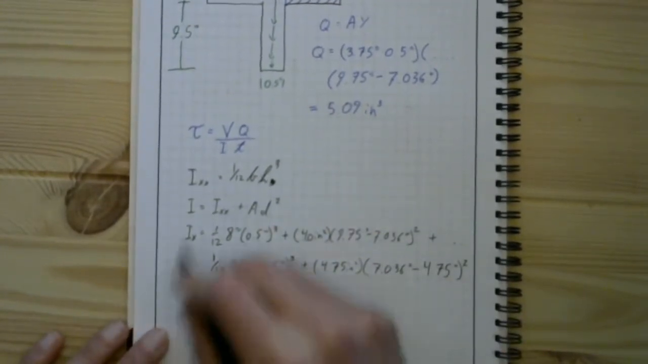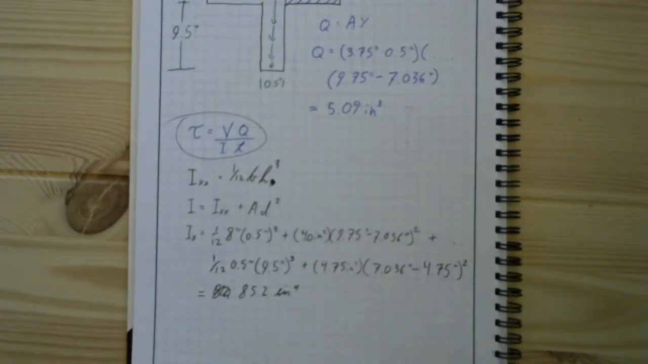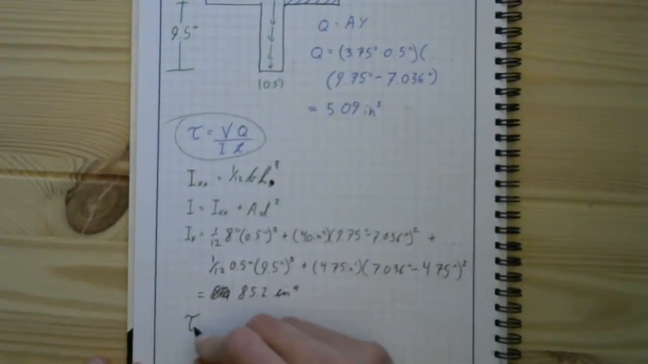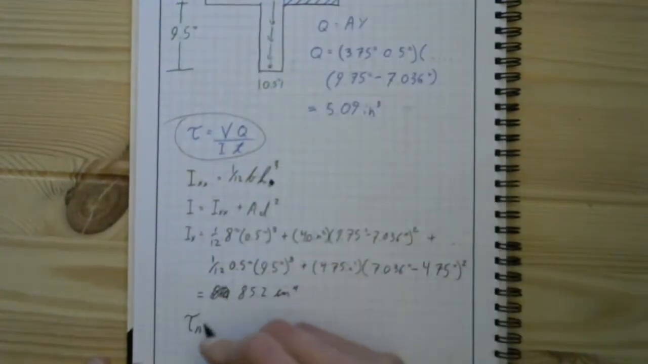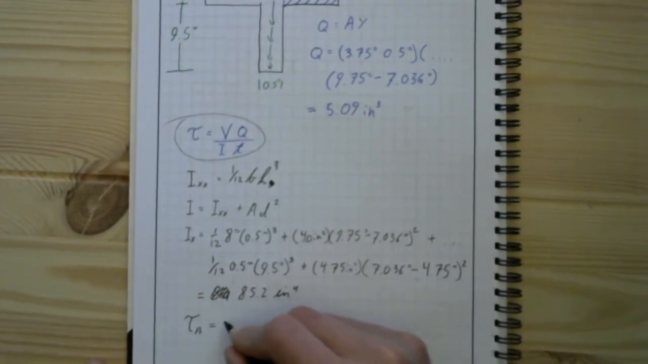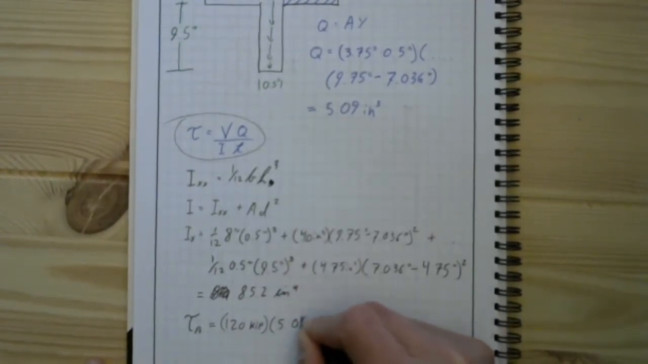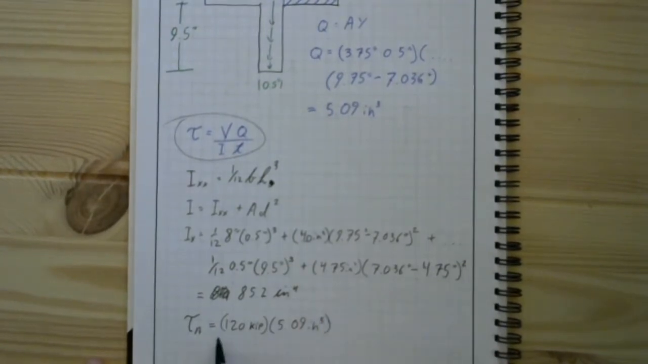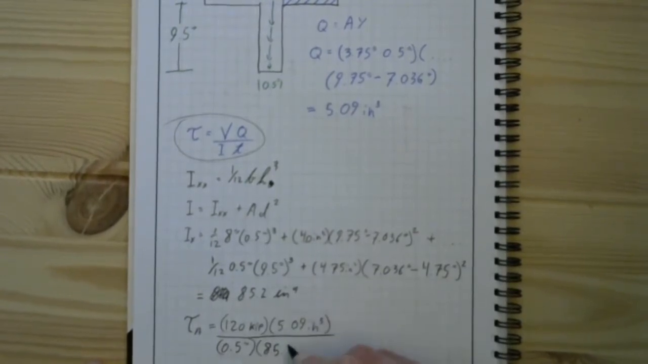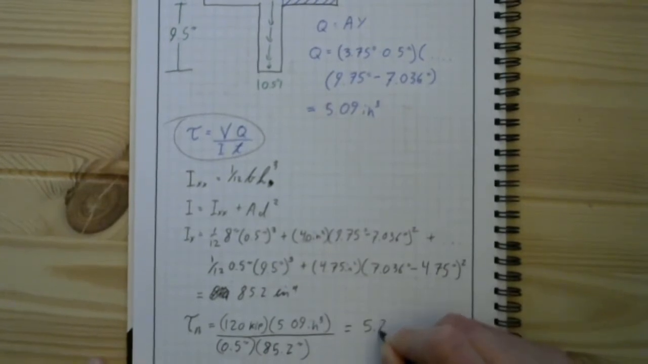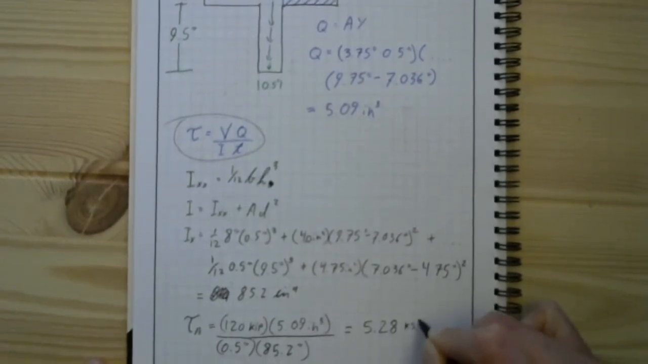And now we can use this equation right here, which gives us that the shear stress at A, at that point, I guess, if I named it A, is equal to 120 kips times 5.09 inches cubed divided by 0.5 inches and 85.2 inches to the fourth, and that's going to give us 5.28 KSI.